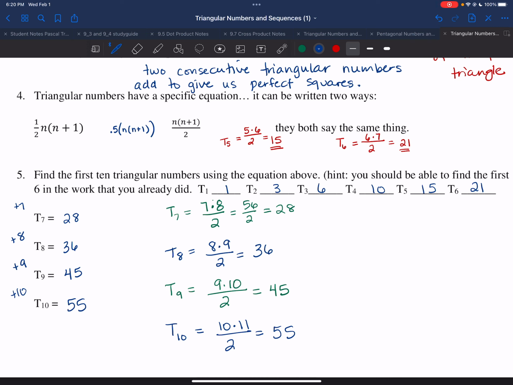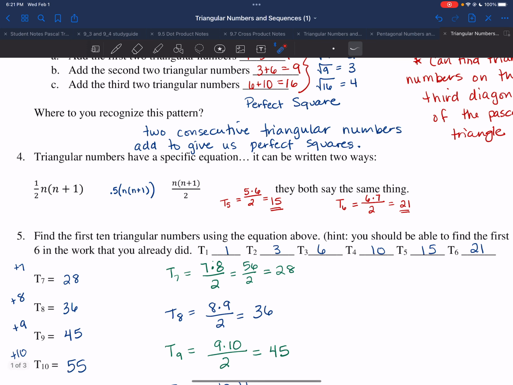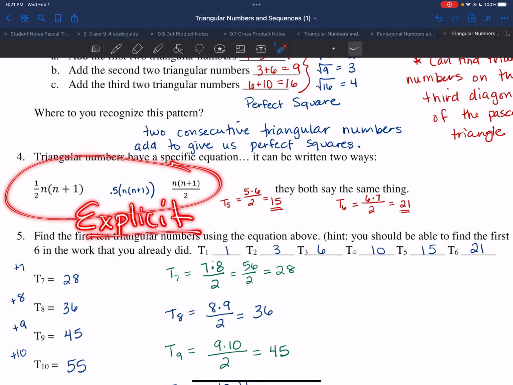The challenge with doing it this way, when you're adding a number onto the others, this would be the equivalent of recursive. Remember when we did our recursive equations, that was all about knowing what the previous number was. Well, if we know the previous number, we just add what the subscript is to it, and we can get our trend. If we don't know the previous number, we have to use the equations that are up here. These would be considered the explicit version of the equations. So it doesn't matter where it falls on the number line, I'm still able to get a value.